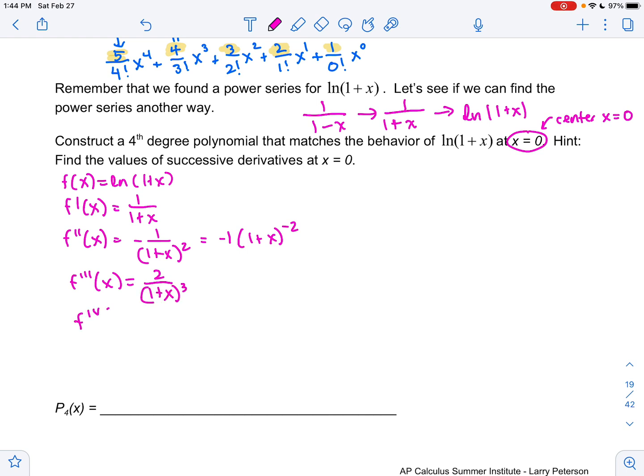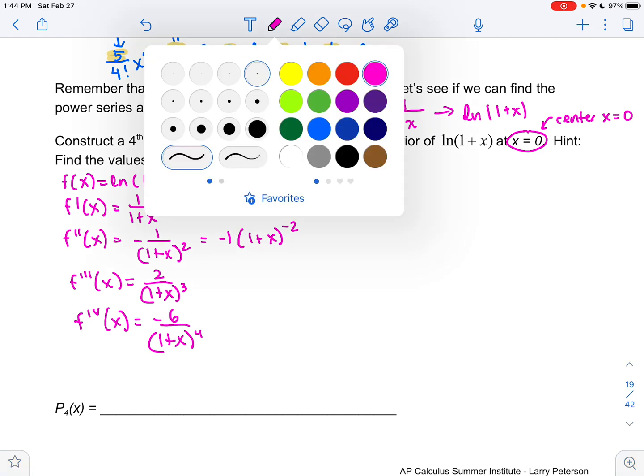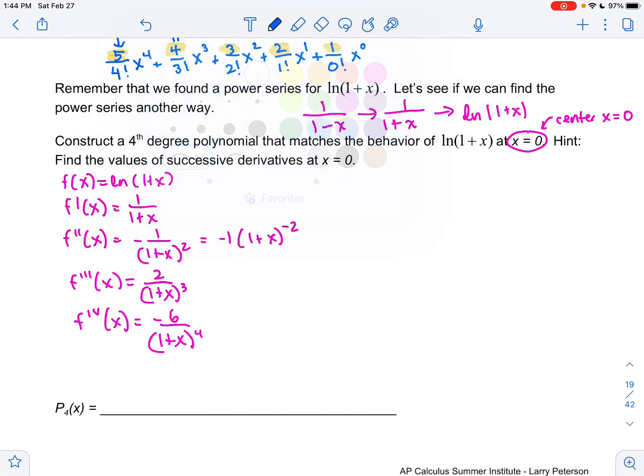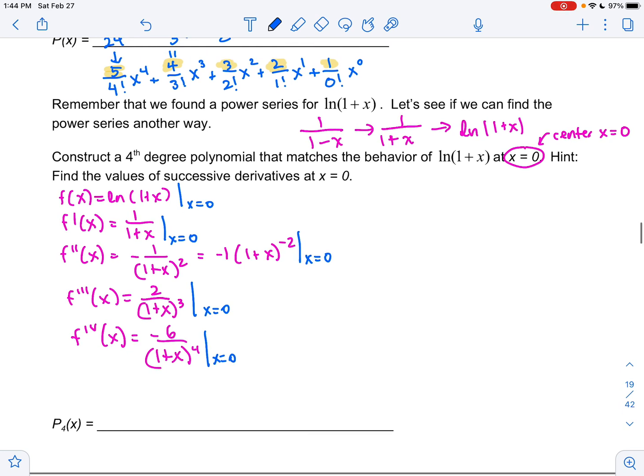And our last derivative is going to be negative 6 over 1 plus x to the 4th power. For each one of these function values, what we're going to do is evaluate it at the center. So what I'm going to do is draw a bar and say x equals 0 beside each one of these. This is just to say evaluate at x equals 0, plug x equals 0 in. Those are the values that were given to us above that we're now going to find.